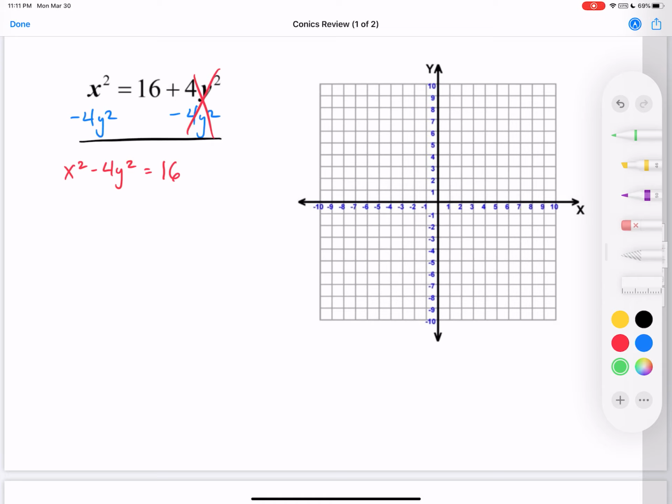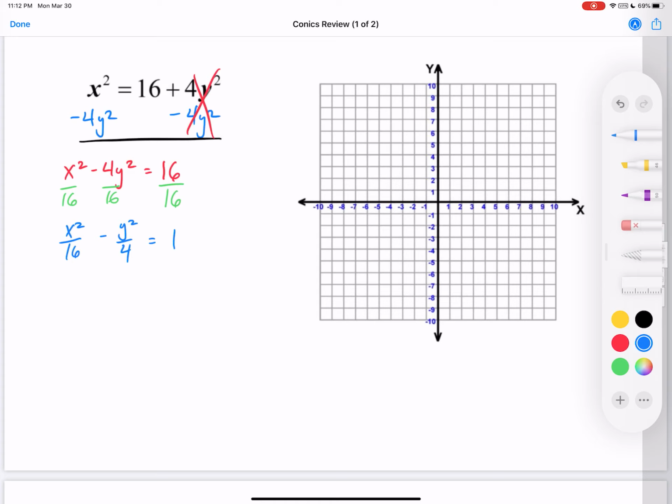Now a hyperbola must equal 1, so what I need to do is make this 16 a 1. And in order to make that 16 a 1, I have to divide by 16, because 16 divided by 16 is 1. Now, whatever I do on one side, I have to do to the other. And when I do it to the other, I have to do it to everybody to be fair. So I divide everybody by 16. And when I divide everybody by 16, my equation now looks like x squared over 16. And 4 over 16 is the same thing as 1/4, so y squared over 4 is now equal to 1.